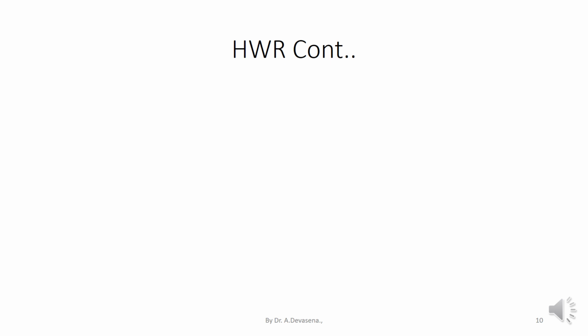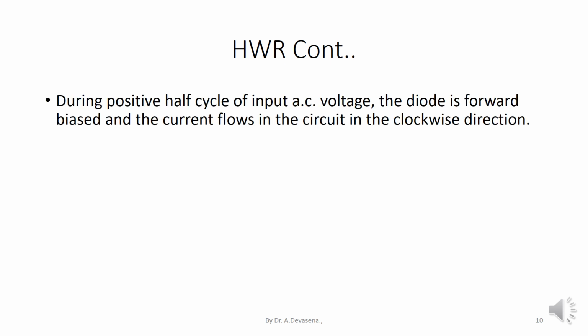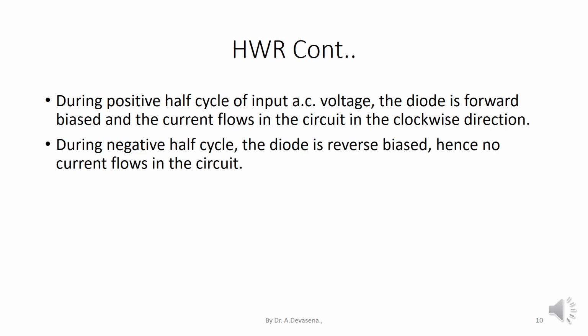Let us see the operation of the half-wave rectifier. A sinusoidal input voltage is applied to a half-wave rectifier. Sinusoidal input voltage comprises a positive half cycle as well as a negative half cycle. During the positive half cycle of the input AC voltage, the diode is forward biased and the current flows in the circuit in the clockwise direction. During the negative half cycle, the diode is reverse biased. Due to this, no current flows in the circuit.